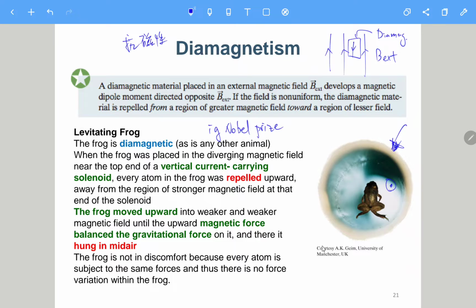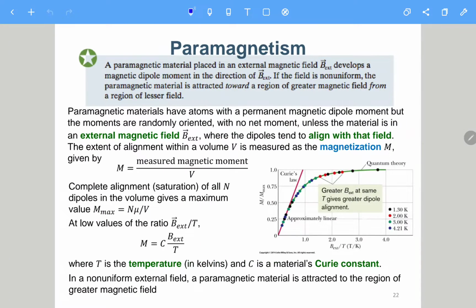This is the author, from the University of Manchester, UK. This team really got the Ig Nobel Prize, which, let's say, is just the 搞笑 Nobel Prize. But some years later, this team really got the real Nobel Prize, of course with a different topic. So this is the first material, called diamagnetism or diamagnetic material. And the second one is called paramagnetism. In Chinese this is called 顺磁性.